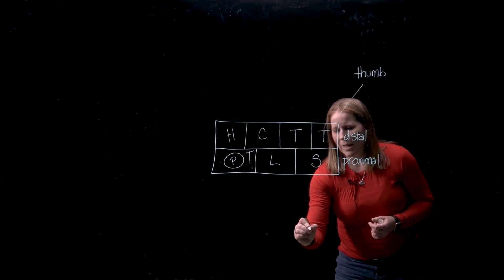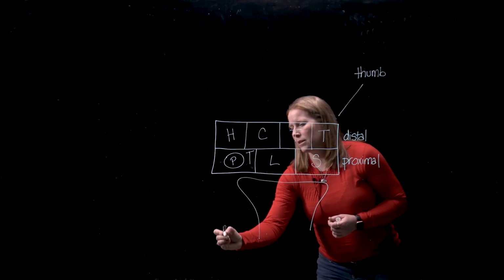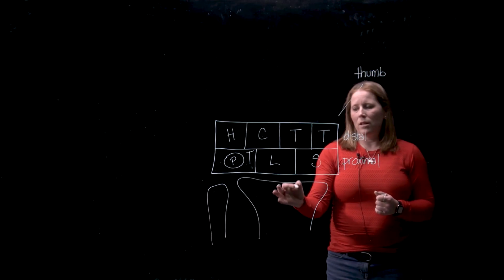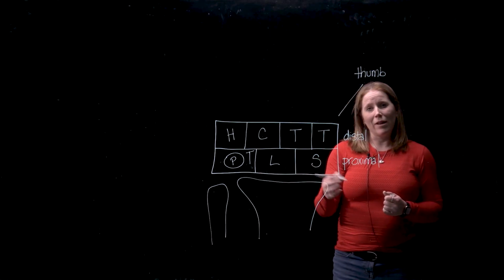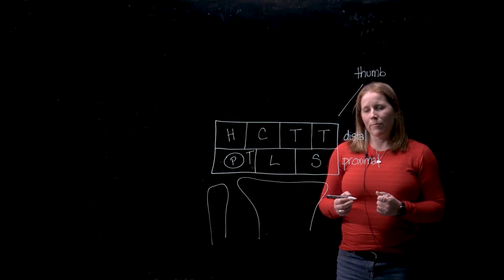I'm going to add in just the shape of the radius and the ulna distally to remember that the radius flares out wide, and we find that on the lateral side, and the ulna is quite narrow, and we find that on the medial side. I hope that helps.